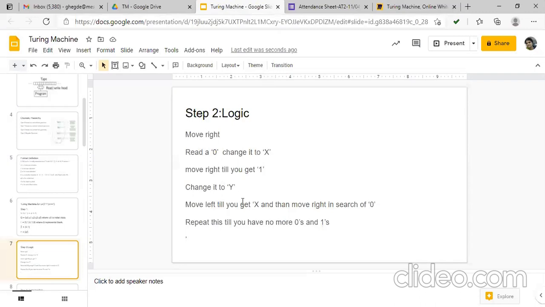So वही हमने यहाँ पे लिखा है. You can write it in your own words. There is no like proper statement like ये ऐसा ही लिखना है. Okay, this is what I have written. You can write it according to your convenience, your language. Read a 0, change it to x, move right till you get a 1, change it to y, move left till you get x, and then move right in search of 0. Repeat this till you have no more zeros and ones. Okay, this is the logic.